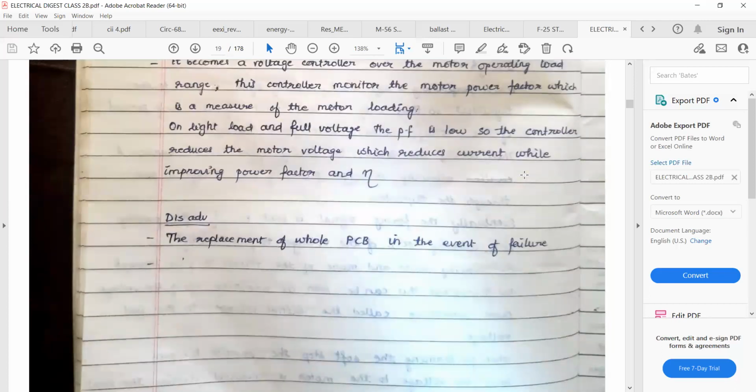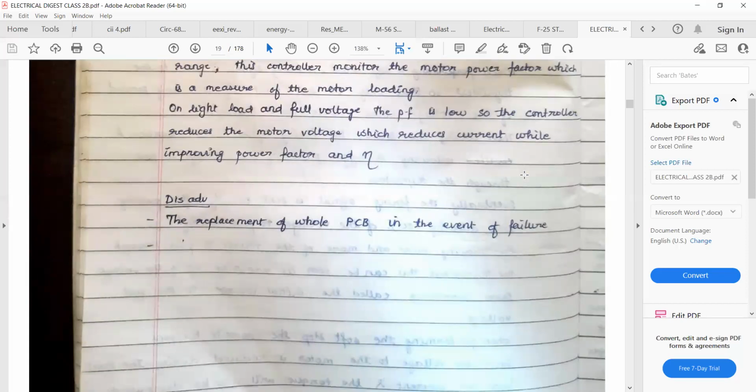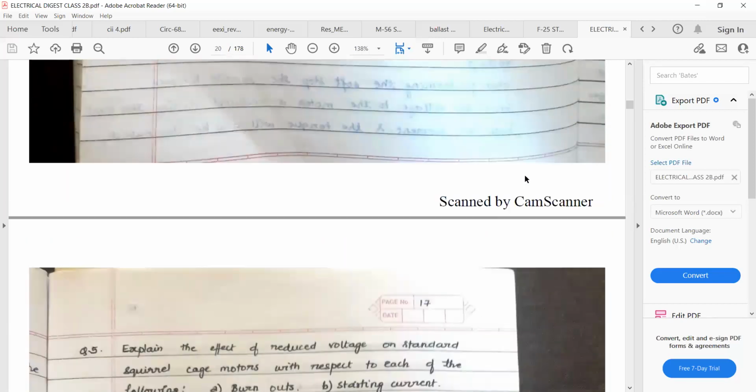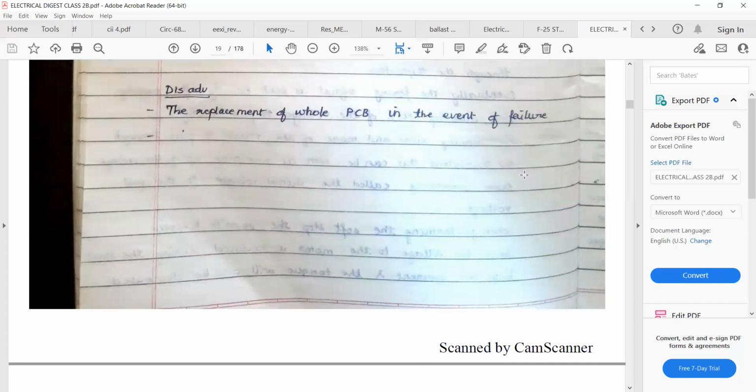And what are the disadvantages? The replacement of the whole PCB in the event of failure, because this is working on the PCB. So we can't do any maintenance on board on this kind of starter. So that is the disadvantage. Clear?